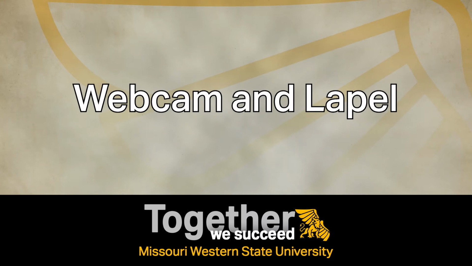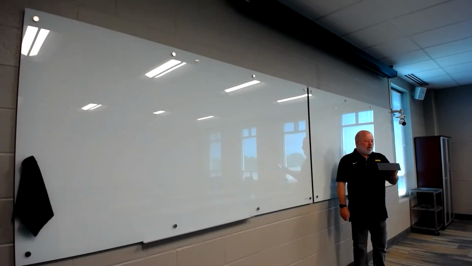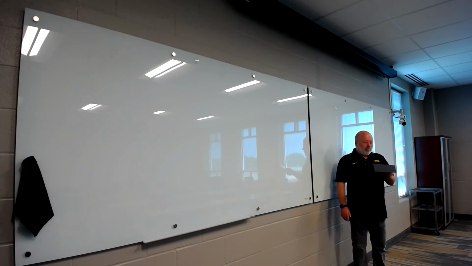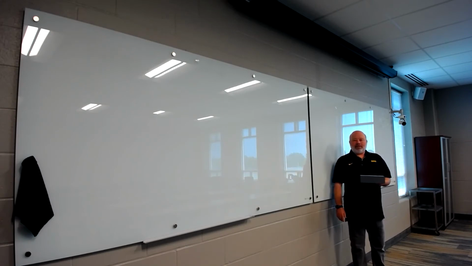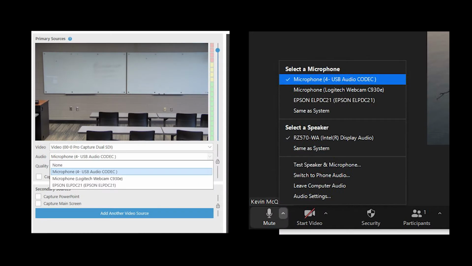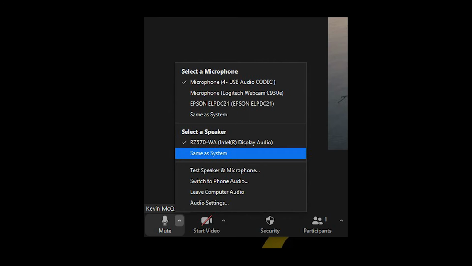Webcam and Lapel. These rooms have the same voice capture audio as our best rooms, but the video capability is limited. In Panopto or Zoom, look for Logitech Webcam C930E for your primary video and USB audio codec lapel for your audio settings. In Zoom, speakers should be set to same as system.